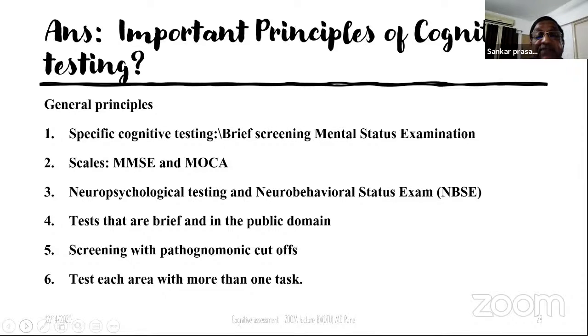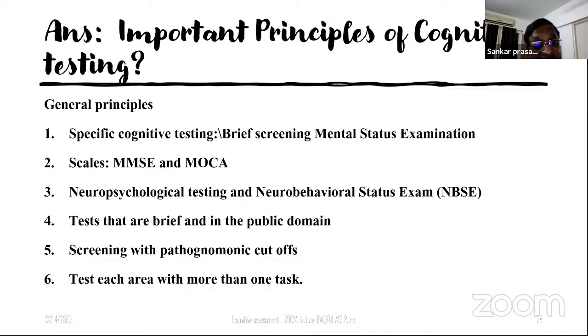Specific cognitive testing, a brief screening, mental status examination should be available to us, so that some of the tests which you have to do, like MMSE and MOCA, you have to take permission. There are copyright issues for that, so be careful whenever you are using these scales for any research purposes. Of course, the ethical committee will always say that you have to take permission. Neuropsychological testing and neurobehavioral status examination is a very elaborate procedure that you don't require for all the cases. Tests that are brief and that should be available in public domain, and screening with pathognomonic cutoffs may help, but a detailed searching is required if a clinical suspicion is more, and test each area with more than one task.